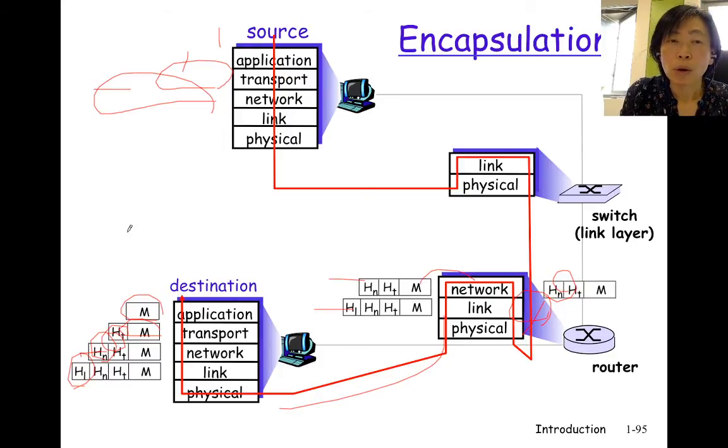So you see the process of the original message being encapsulated in a segment, encapsulated in a datagram, encapsulated into a frame, and then at the other end, decapsulated. This is how the internet is able to communicate from one layer to another as the packet traverses the internet. All right, so that is the notion of encapsulation.